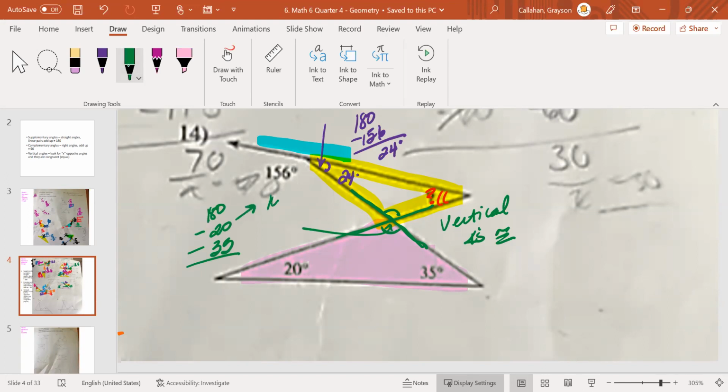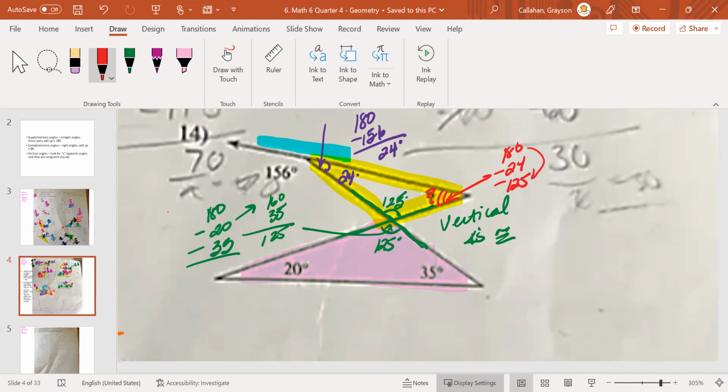let's do it this way. 180 minus 20 is 160. 160 minus 35 degrees is going to give me 125 degrees. So this is 125 degrees. If this is 125 degrees, what do I know about the opposite green angle over here? It's also 125 degrees. Now do I have the two angles in the yellow triangle to help me find the red angle? Okay, so the red angle is going to be 180 minus what? 125 and 24. There you go.